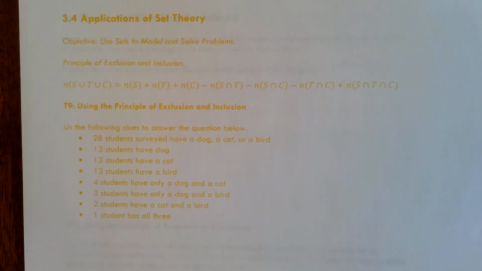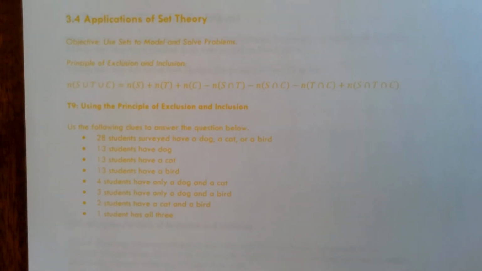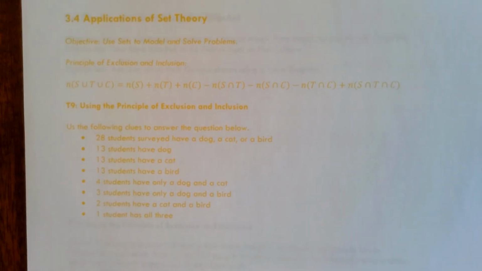Hi everyone, so today we're going to talk about 3.4 applications of set theory, and as you can see I have a lovely yellow font here because my printer is out of black ink. So nice, love that. We're going to focus on making 3 circle Venn diagrams, and then we'll talk about some other stuff.